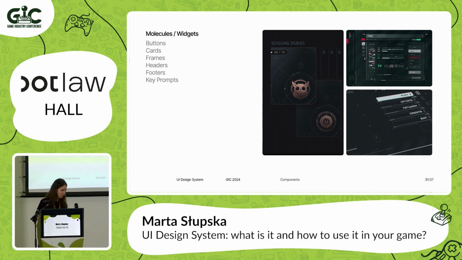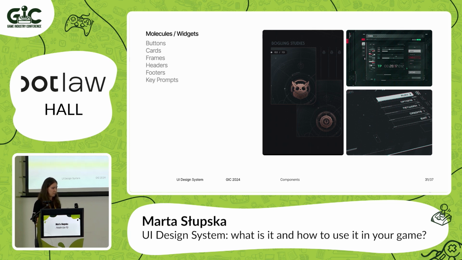Another thing are molecules. Molecules or widgets are, for example, ready buttons, some card elements, frames, headers, footers, or key prompts. So the prompts that tell you what button to click, what to do. In this case, it's very good to establish the variants, how many variants of things you need. For example, how many variants of buttons, if it's active, hover, focus, selected, and so on. And it's again very good to establish the naming convention for those styles, because it's very easy to get messy with that. And it's very good to have it the same in your engine with your technical people and in your design system.